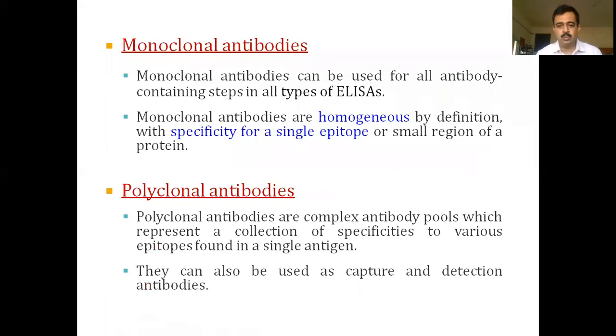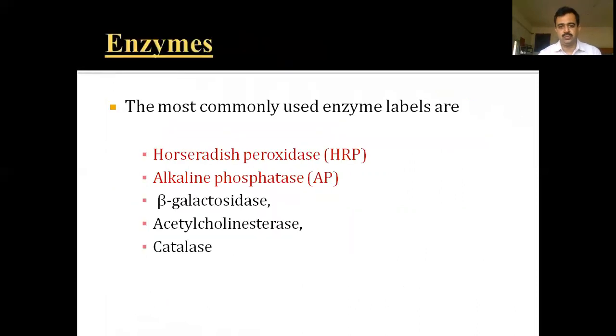Both monoclonal and polyclonal types of antibody can be utilized in this context. Enzymes, this is important. The most commonly used enzyme labels are horseradish peroxidase, HRP, alkaline phosphatase, AP, beta-galactosidase, acetylcholinesterase, and catalase. You see, all these are enzymes, and once these enzymes are there, you need only to add the substrate, which has a chromophore, and ultimately the change in color can be detected.